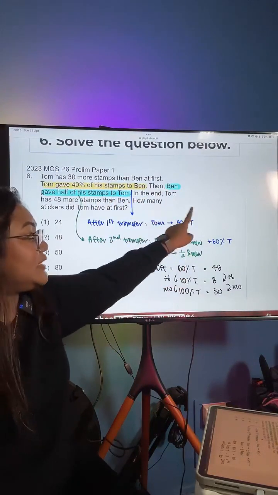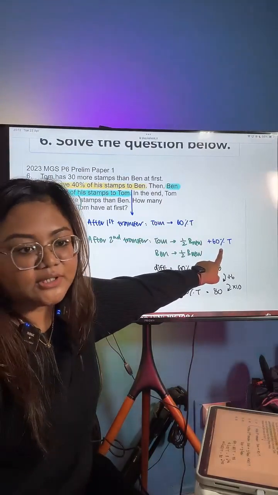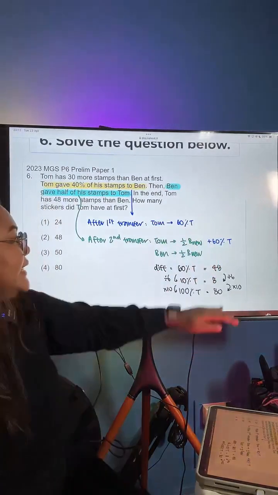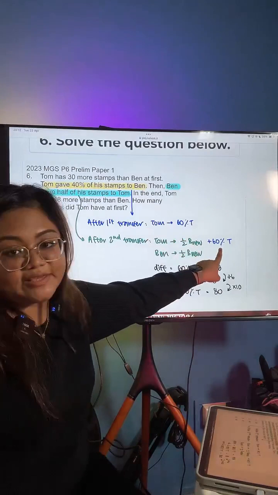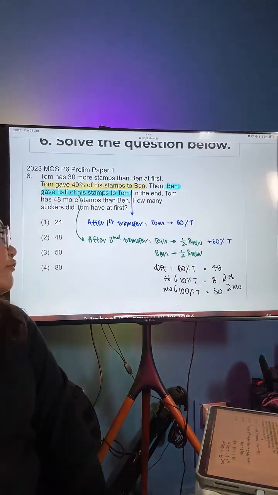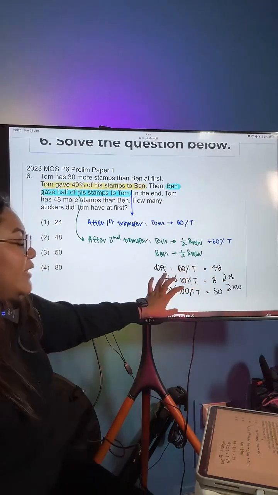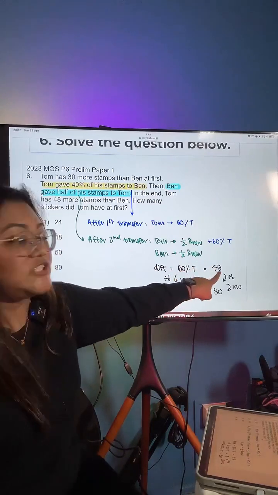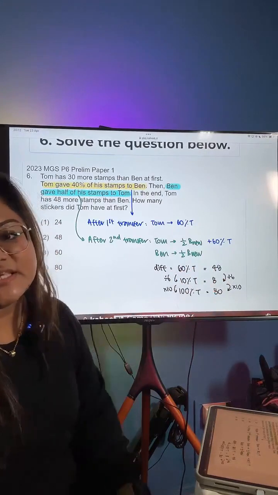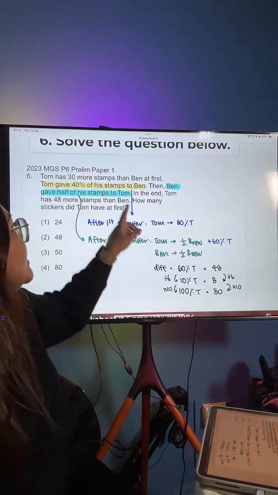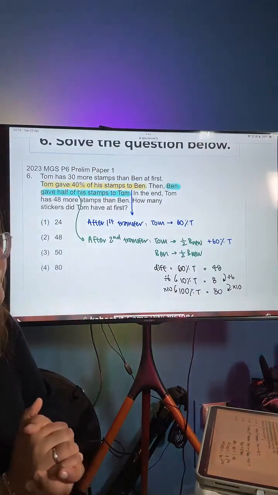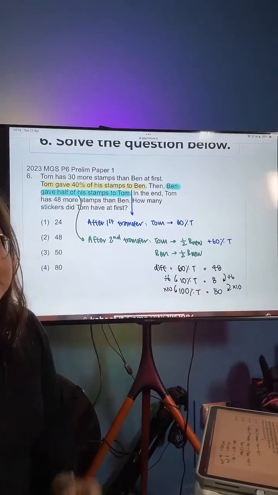But Tom has the extra 60% from before the transfer. Okay, from before, Tom still had the 60%. Therefore, at the end, they will have equal, but Tom will have extra 60% of his total. Hence, the difference is only 60%, which is 48. So his 10% is 8, divided by 6 throughout. His 100% will be 80. So the correct answer, 80. Without even using 30, in the simplest way possible, we have gotten 80 as our answer.